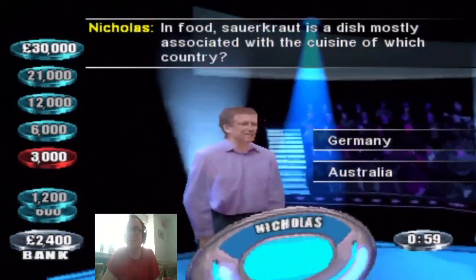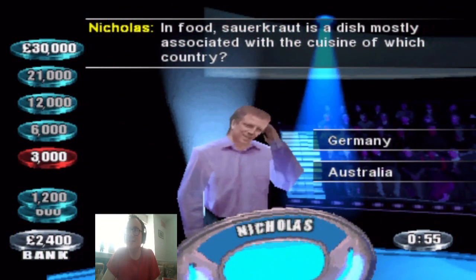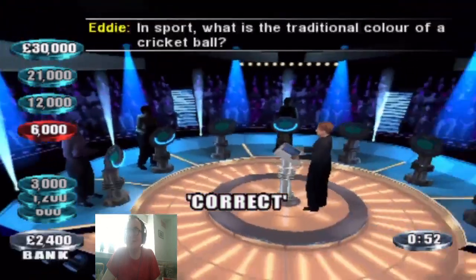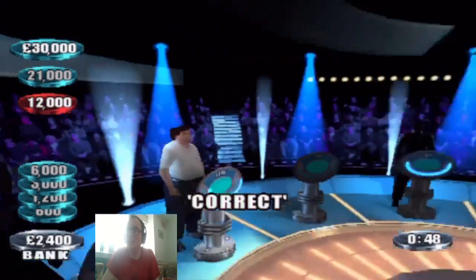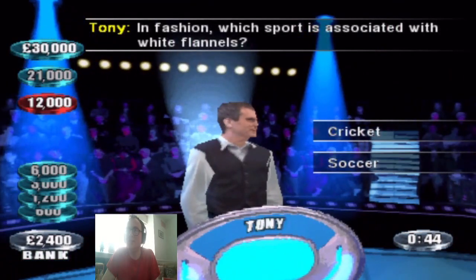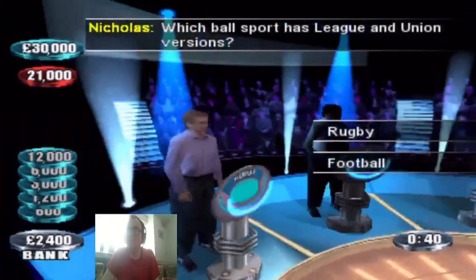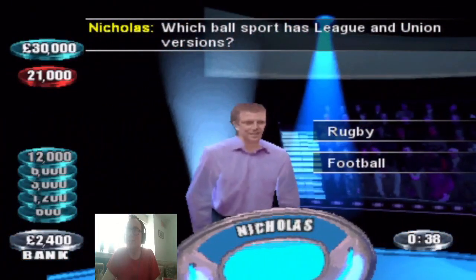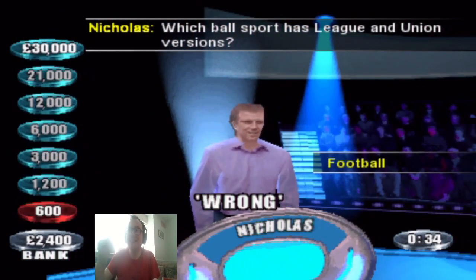In geography, oh my god. The correct answer. Sauerkraut, that's Germany. Oh yes, got this. Correct. Shh. In sport, which one of these is right? Red. Correct. Of course. Tony, in sport, which one of these is associated with flannels? It's cricket. Uh-huh. Correct. Oh, Nicholas, no. In sport, which one of these is correct? Please get this wrong, Nicholas. Oh, no. Wrong? Yes! Yes!